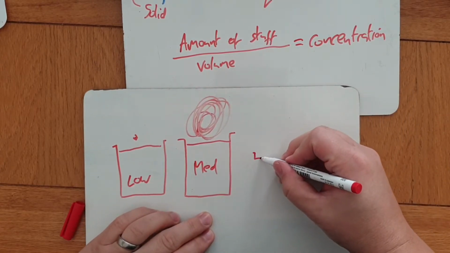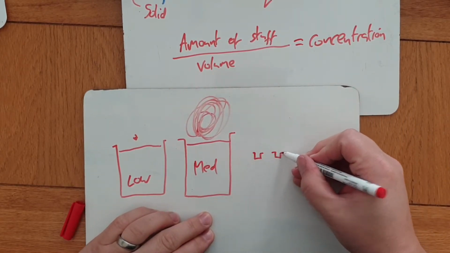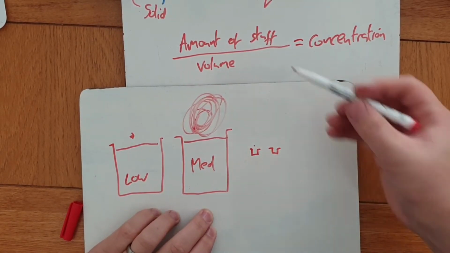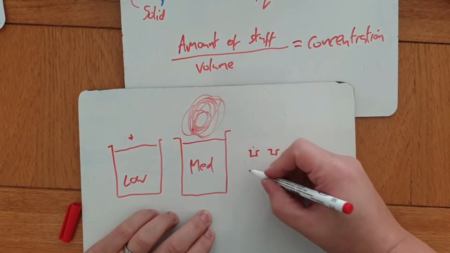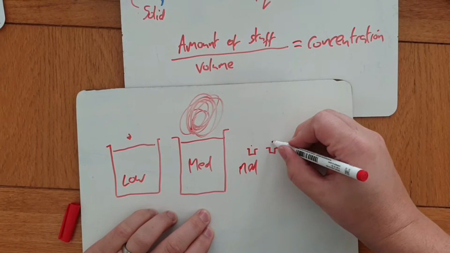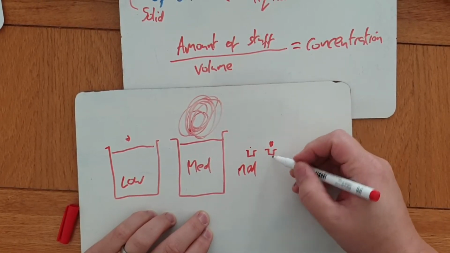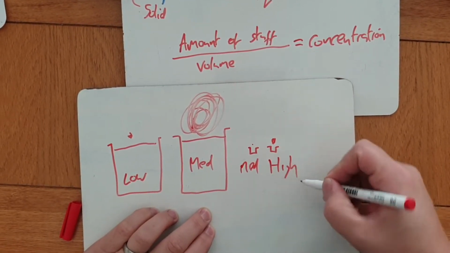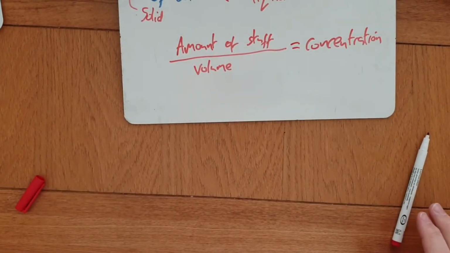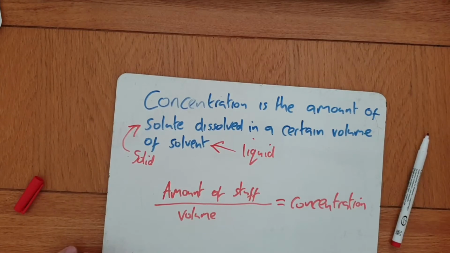And then if we had really tiny beakers, and if we added a tiny microscopic speck, you'd have a low number divided by a low number. So that would also be kind of a medium-y concentration. Or if we added quite a lot in there, divided by a really small number, we could end up with quite a high concentration.